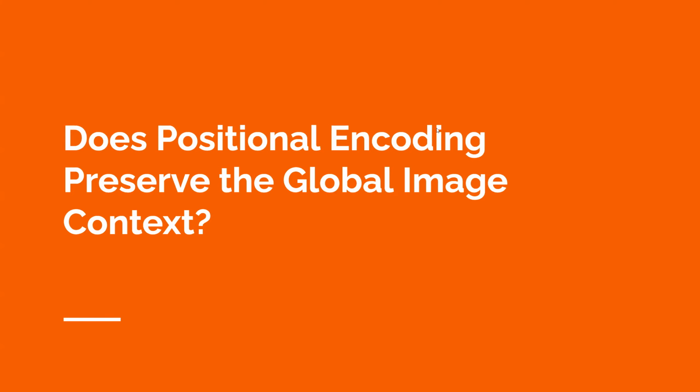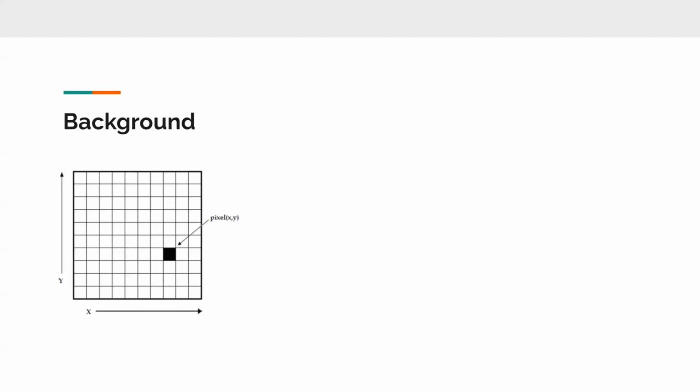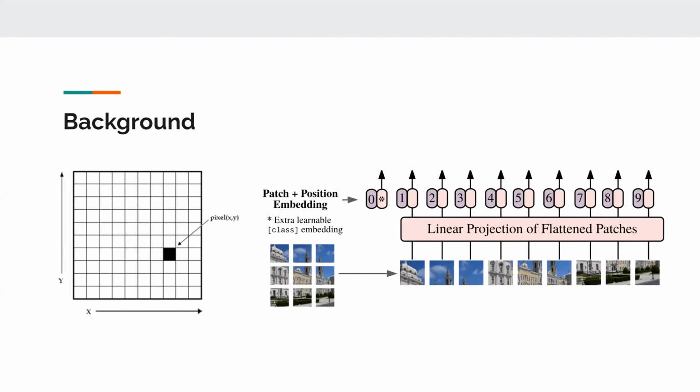Okay. So the next question that the authors of this paper decide to ask is, do positional encodings preserve the global image context? So quick refresher is that an image is a collection of pixels, and the position of those pixels is significant in that they tell global information about the image in relation to all the other pixels within the image. So this information is definitely very important for an image to maintain.